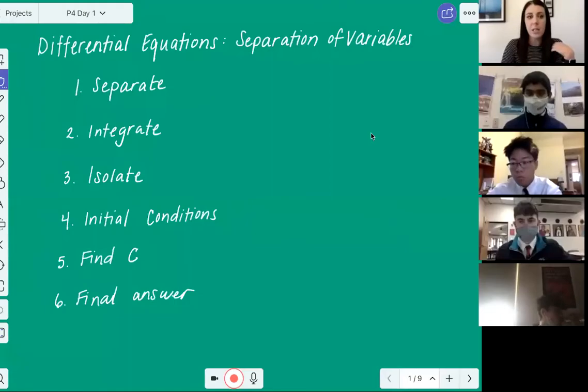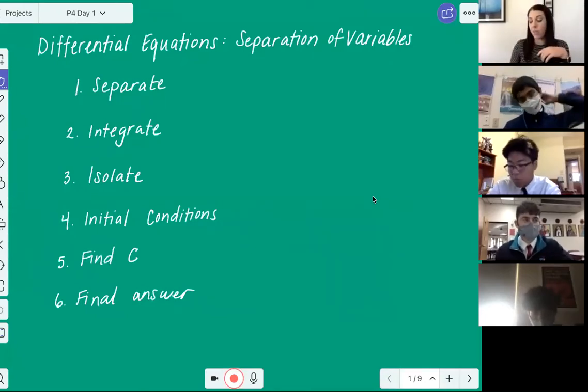Guys were absent. So again, we're going to separate, integrate, isolate, plug in your initial conditions. So whatever information they've given you, then we're going to solve for C, and then whatever we get for C, we're going to plug that back into the equation where we isolated Y. That's going to be our final answer.